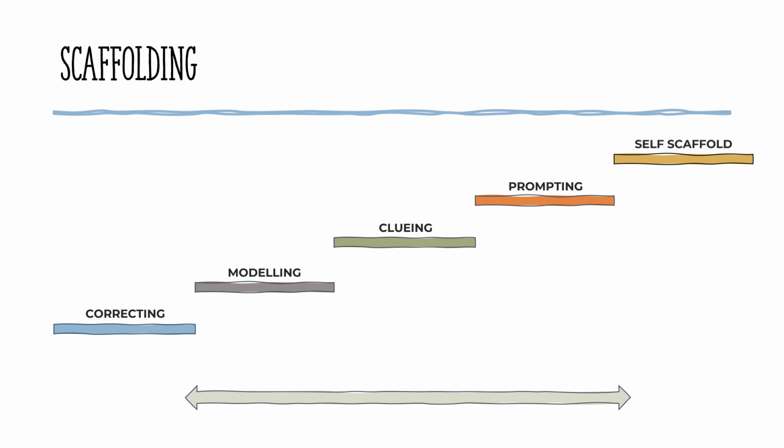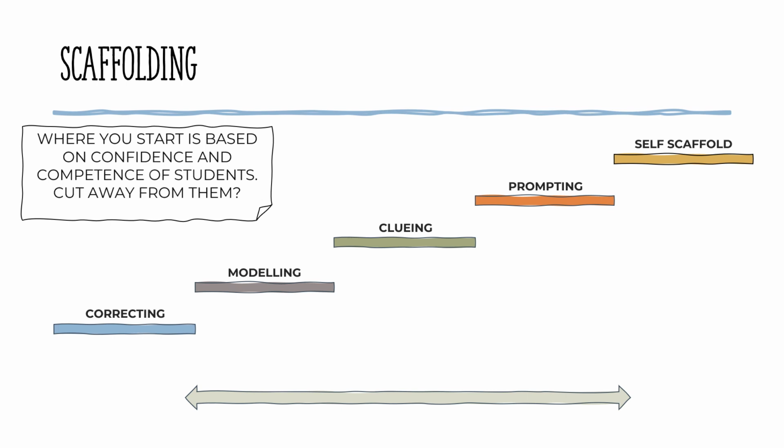And then finally we have the self-scaffold. Basically, get out there and go for it, you're ready to do this without me. Where we start is based on the confidence and the competence of the students themselves, and the decision that we make is, can we cut away from them? At what point can we leave them to get on and do the work for themselves?